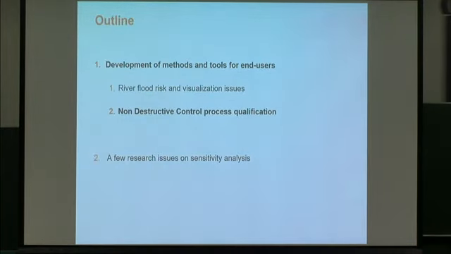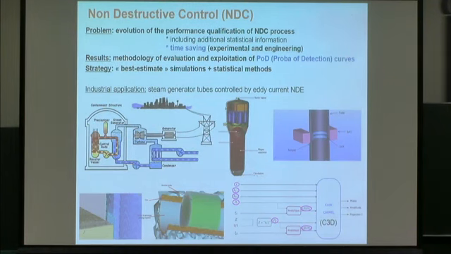A second example is more complex. This is an example about the performance qualification process of a non-destructive control process. Inside a reactor, you have what we call the steam generator. It's, I think, 20 meters, maybe 30, I don't remember. And there are thousands of little tubes inside. These tubes allow the exchange between the water and the vapor.